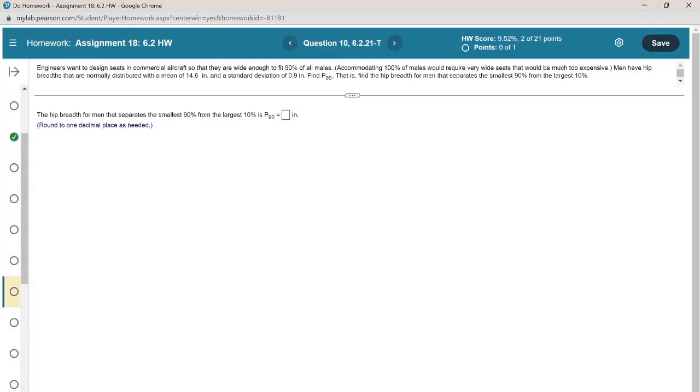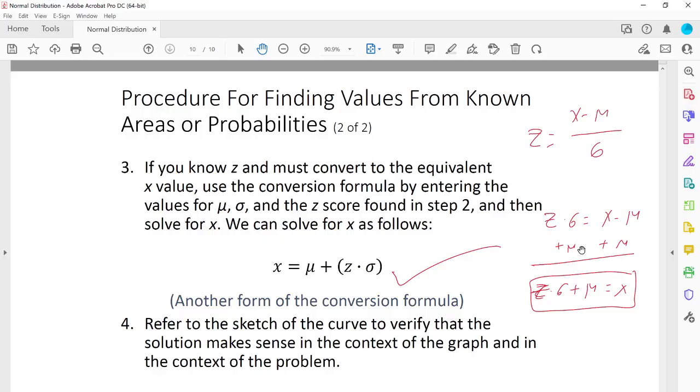Okay, engineers want to design seats in commercial aircraft so that they are wide enough to fit 90% of all males. Accommodating 100% of the males would require very wide seats that would be much too expensive. Men have hip breadths that are normally distributed with a mean of 14.6 inches and a standard deviation of 0.9 inches. Find P90. P90 means finding the hip breadth for men that separates the smallest 90% from the largest 10%. So this is what you want to find.